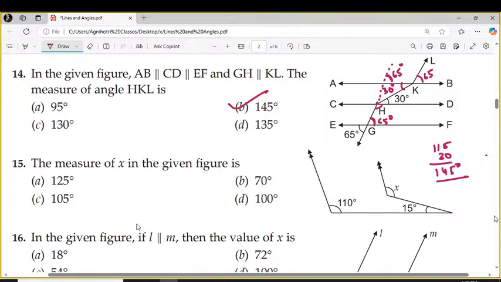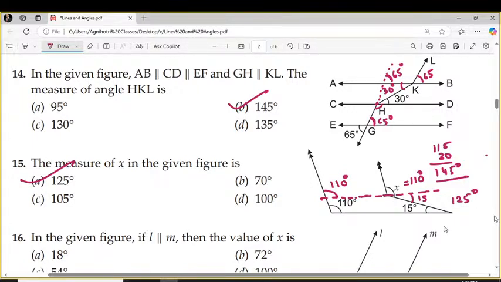What should be x? How to guess that? You can draw a line parallel. Then this needs to be 15, and this needs to be 110. That's why it is 125. Oh, okay. Got it. We can do some constructions to get our answer.